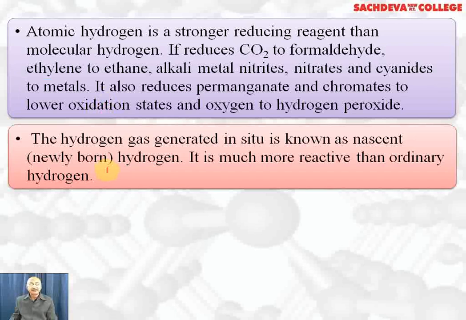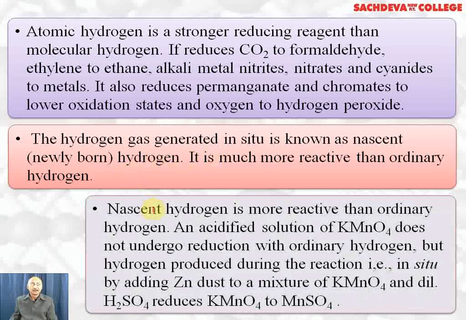The hydrogen gas generated in situ, that is, in the reaction mixture itself, is known as nascent or newly born hydrogen. It is also highly reactive because it is under pressure of solution, so its reactivity increases. Nascent hydrogen is more reactive than ordinary hydrogen. An acidified solution of KMnO4 does not undergo reduction with molecular hydrogen, but if we react it with hydrogen produced in the reaction mixture itself, by zinc dust and dilute sulfuric acid, the hydrogen will be able to reduce KMnO4 to MnSO4, that is, the pink color of KMnO4 changes to colorless.